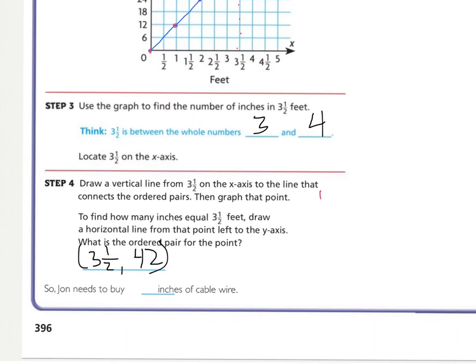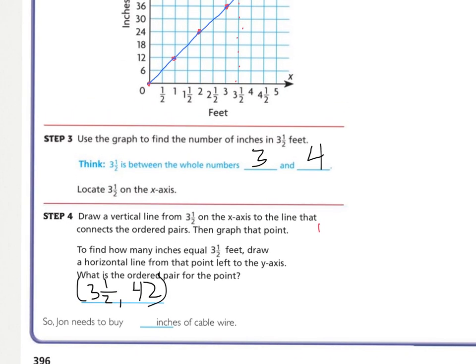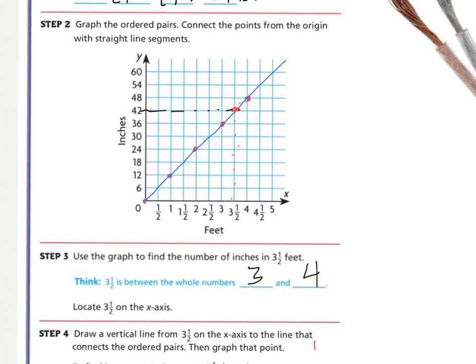Now our y-axis, where it crosses, is our answer. So how many inches is in 3.5 feet? He will end up needing to buy 42 inches of cable wire. And again, we found that because we found 3.5 feet, found where it crossed the line, and then our missing coordinate was the 42.